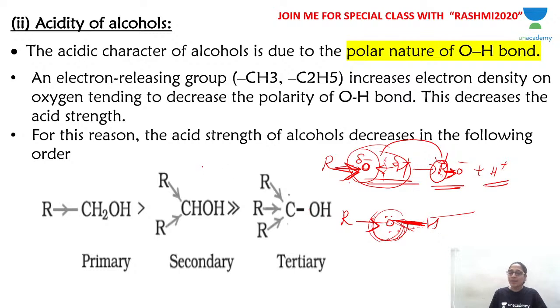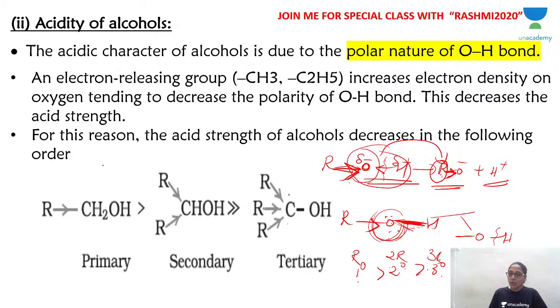As a result, among the three classes of alcohols, primary is more acidic than secondary, which is more acidic than tertiary, because primary has only one R group, secondary has two, and tertiary has three electron donating R groups. So as you go from primary to secondary to tertiary, the polarity of the OH bond decreases, because of the electron donating alkyl groups. As a result, the OH bond is not broken, the H plus ion is not readily released, so acidity decreases. Okay, that is one thing.